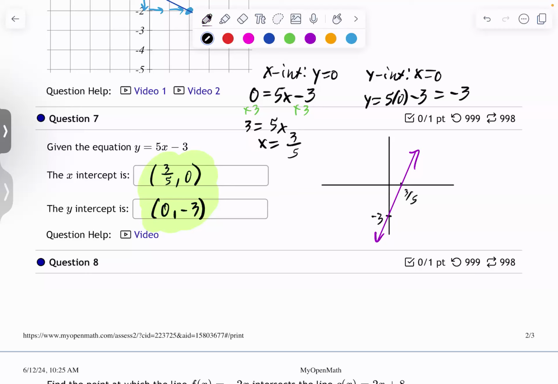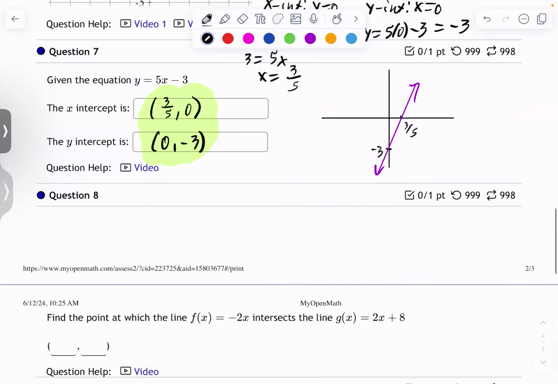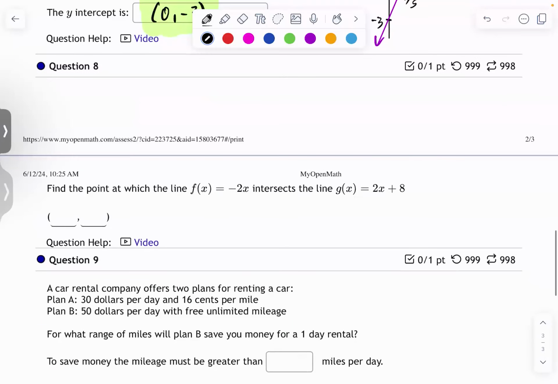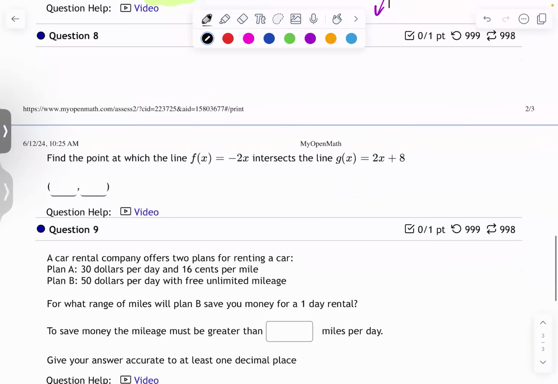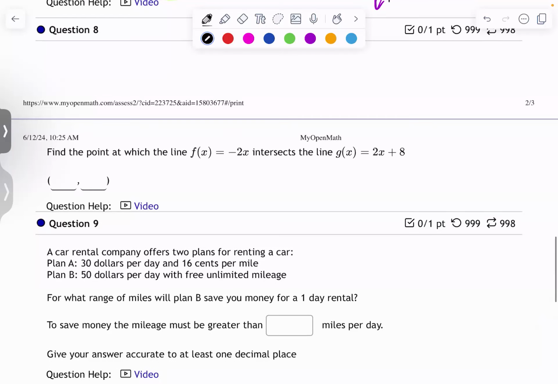We have another problem at the bottom of the page. Number 8 is actually on the next page, if you need to flip over. Find the point at which the line f of x equals negative 2x intersects with the line g of x equals 2x plus 8. If I want to find where two graphs intersect, I set them equal to one another. So negative 2x equals 2x plus 8.